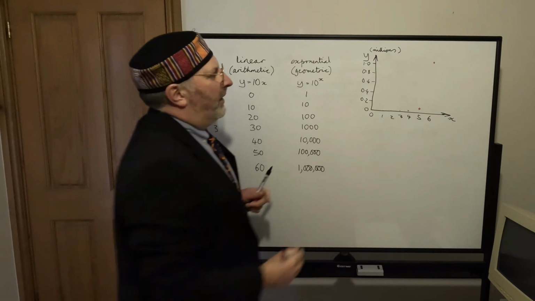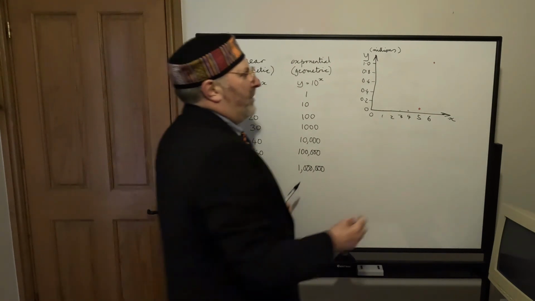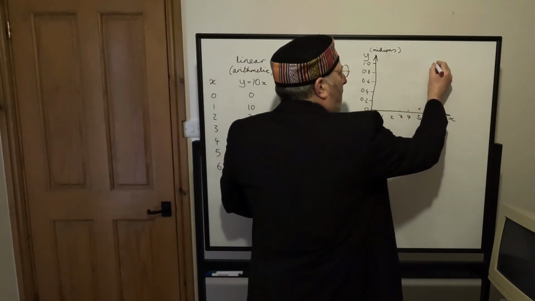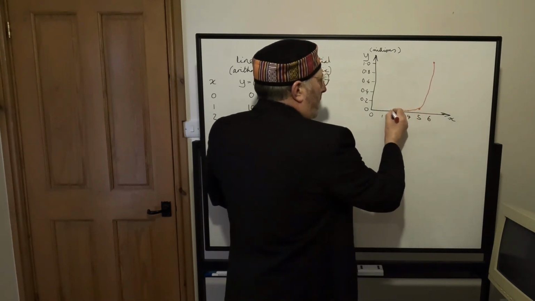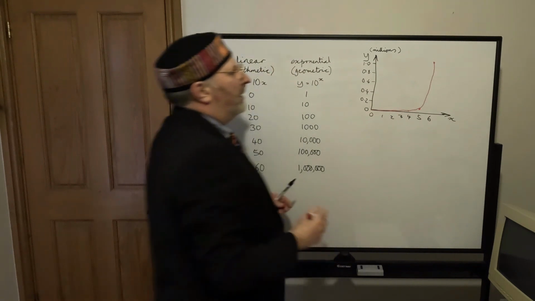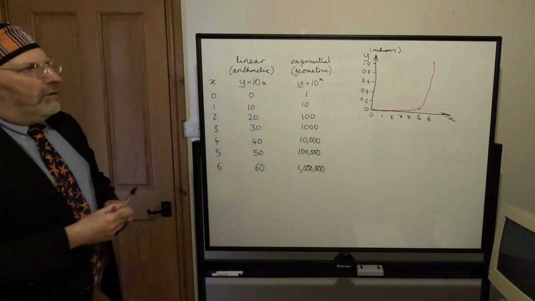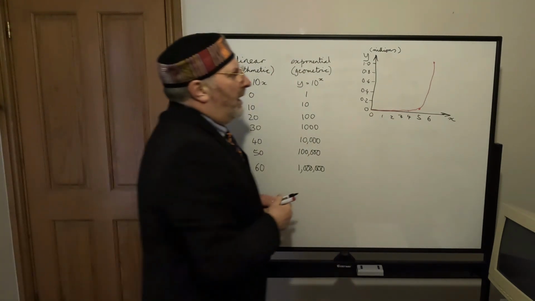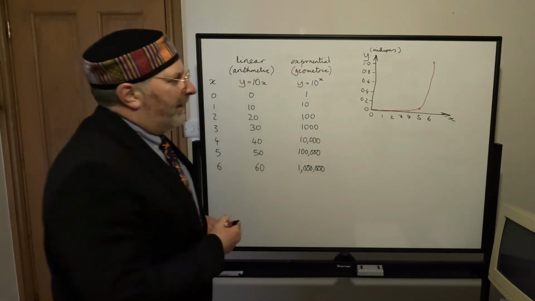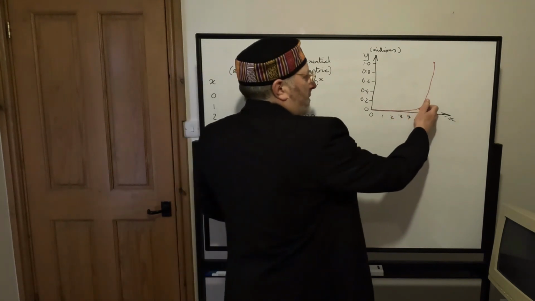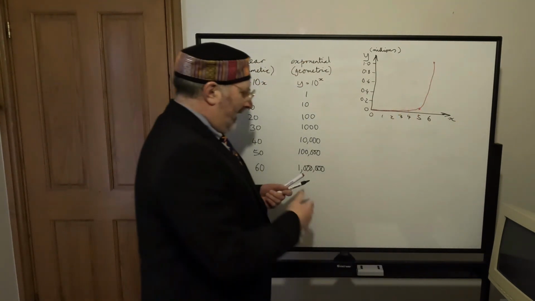So these are just merging with the x-axis. So our exponential function on that graph looks something like that. As you can see, it's increasing very, very rapidly, and so this completely swamps the earlier values.